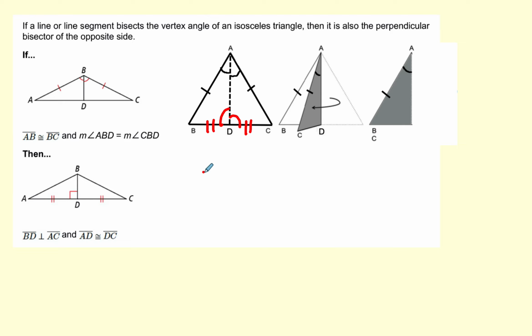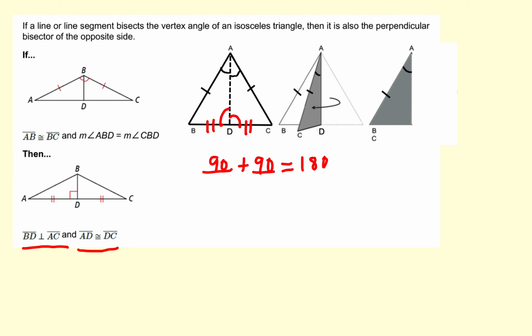Now, when those two angles are congruent, I said before, those two angles also have to add up to 180 because they're a linear pair. And the only way that'll happen is if they're both 90. So when this isosceles triangle gets folded on its angle bisector, we are going to get perpendicular, and we're going to get that angle bisector being a segment bisector.